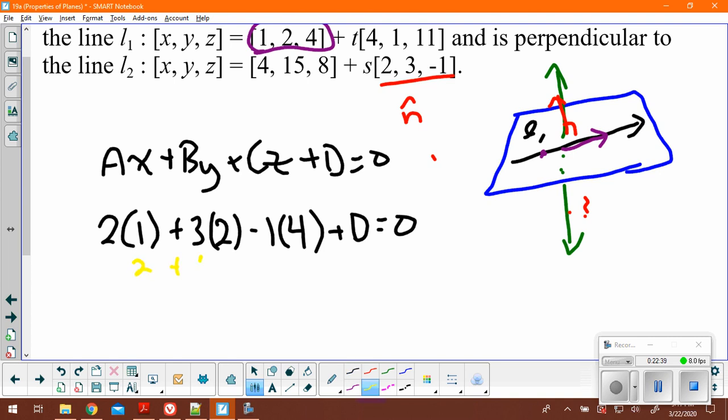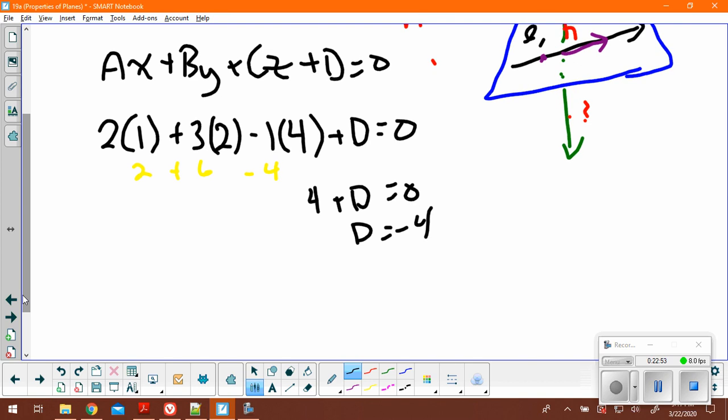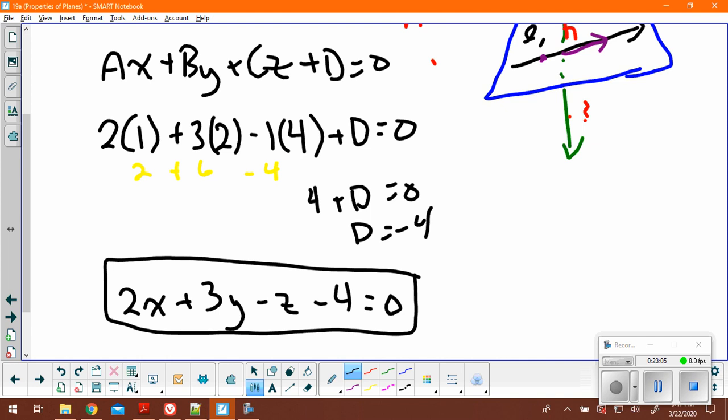So 2 plus 6 minus 4. That comes out to 4 again. So 4 plus d equals 0. d equals -4. So this equation is 2x plus 3y minus z minus 4 is equal to 0. So that's how you can create the scalar equation of a plane.